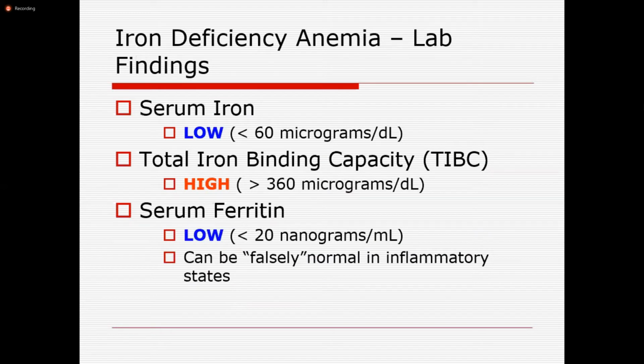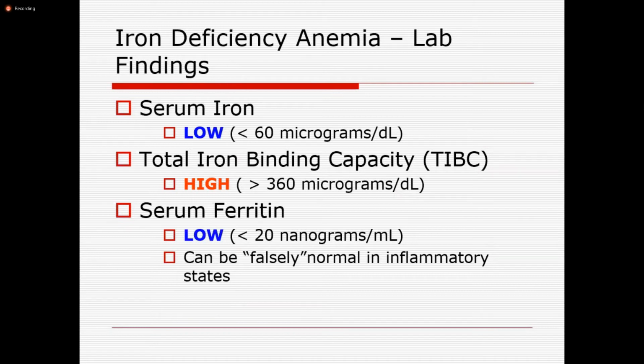What findings would you see in the laboratory? Decreased serum iron levels, less than 60 micrograms per deciliter. High iron binding capacity, that's TIBC, total iron binding capacity, would be high, more than 360 micrograms. Low ferritin levels, less than 10 micrograms.